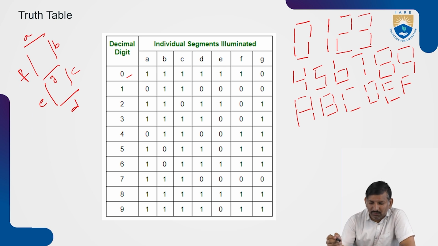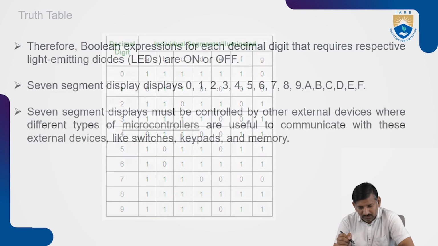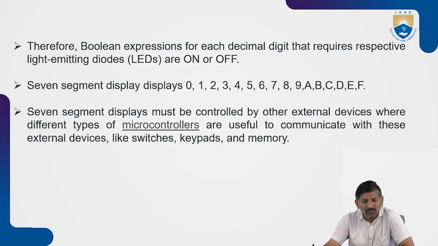So based on the information I want to display, I give the value 1 for those LEDs, and the remaining are 0. Therefore, Boolean expressions for each decimal digit determine which respective LEDs are on or off. So it displays 0 to 9, A to F. This will be controlled by a processing element based on the instructions we give here.